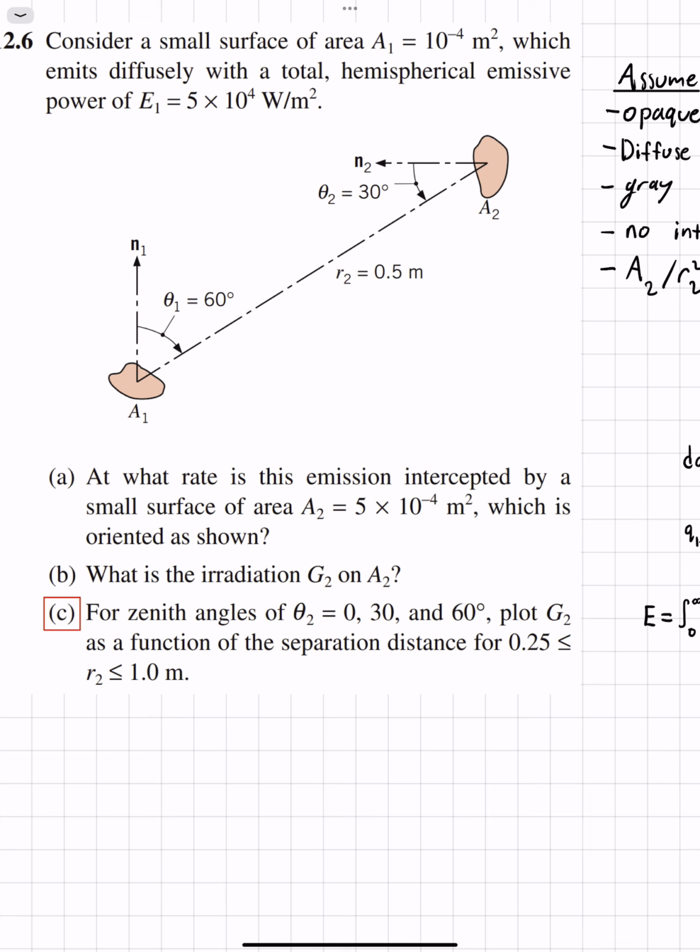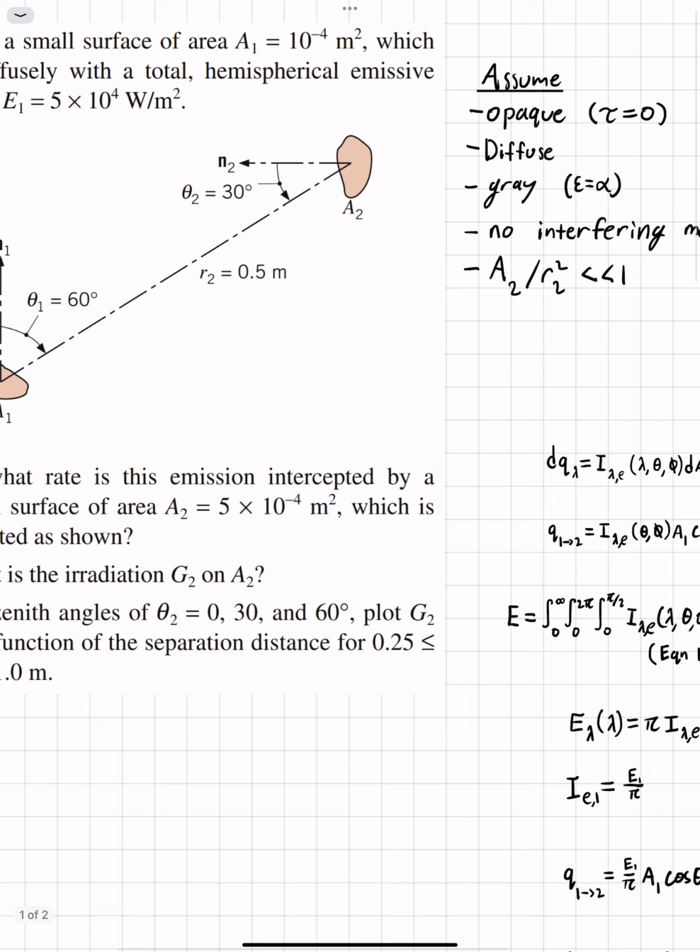So part A says, at what rate is this emission intercepted by a small surface area A2 equals 5 times 10 to the negative fourth meters squared, which is oriented as shown. B says, what is the irradiation G2 on A2? And C says, for zenith angles of theta 2 equals 0, 30, and 60, plot G2 as a function of the separation distance from 0.25 to 1 meter.